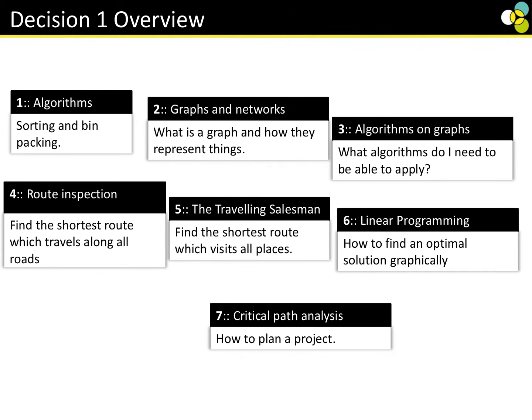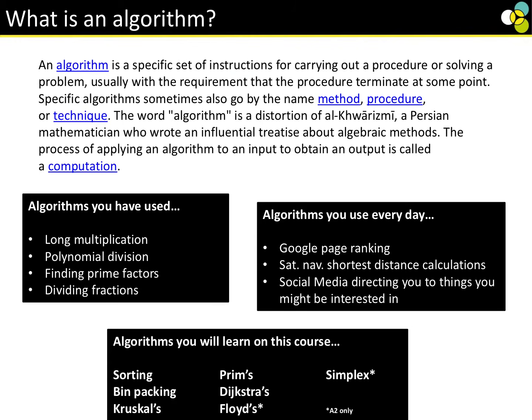So what we're going to do is look at 7 different chapters. We're going to look at what algorithms are, graphs and networks, algorithms on graphs, route inspection, traveling salesman, linear programming, and critical path analysis. Really nice and easy.